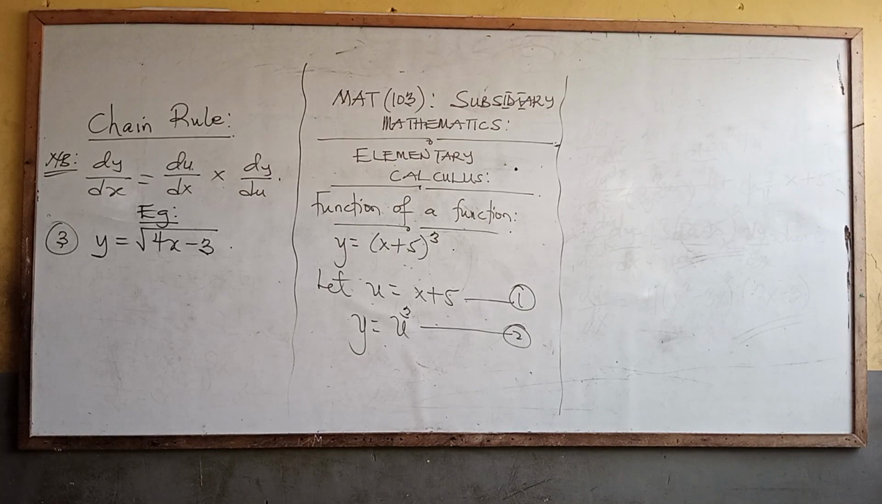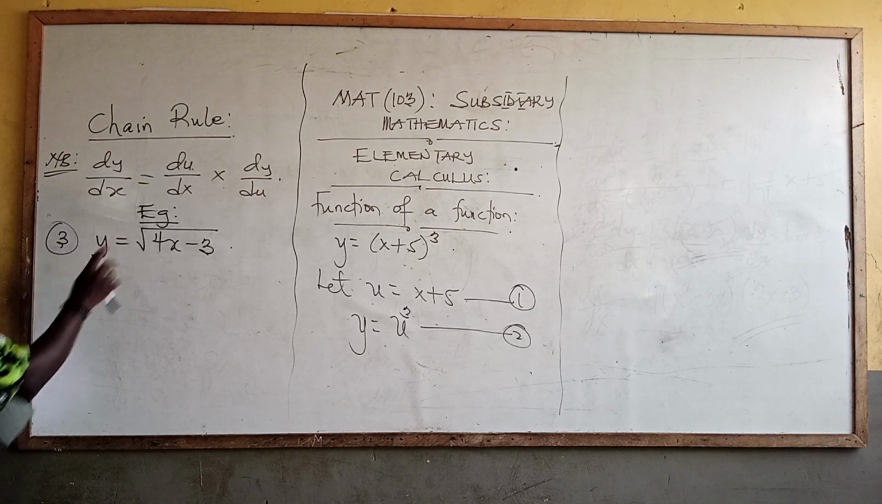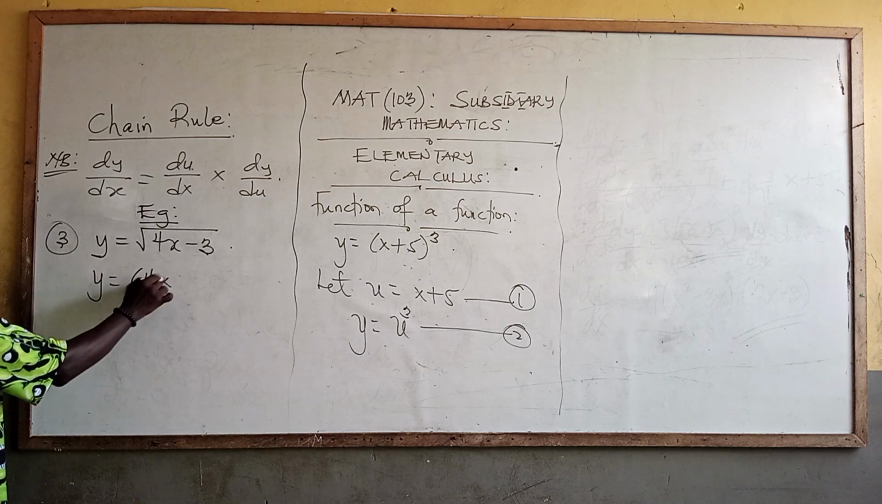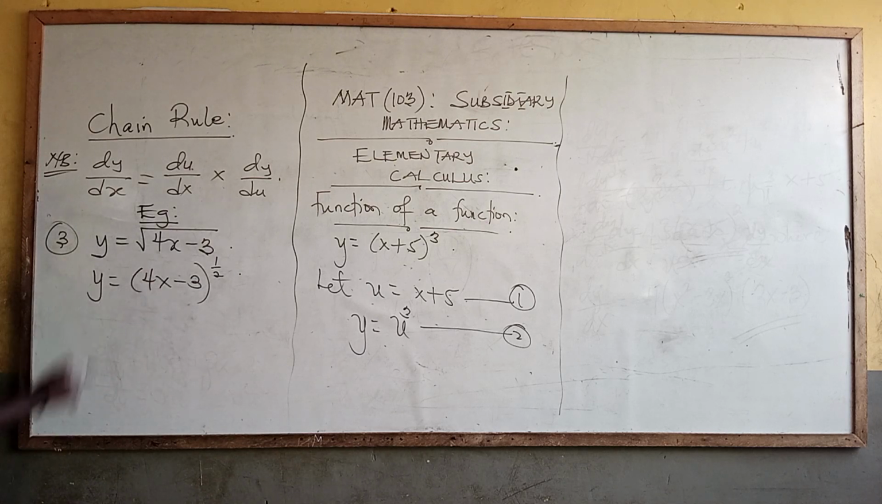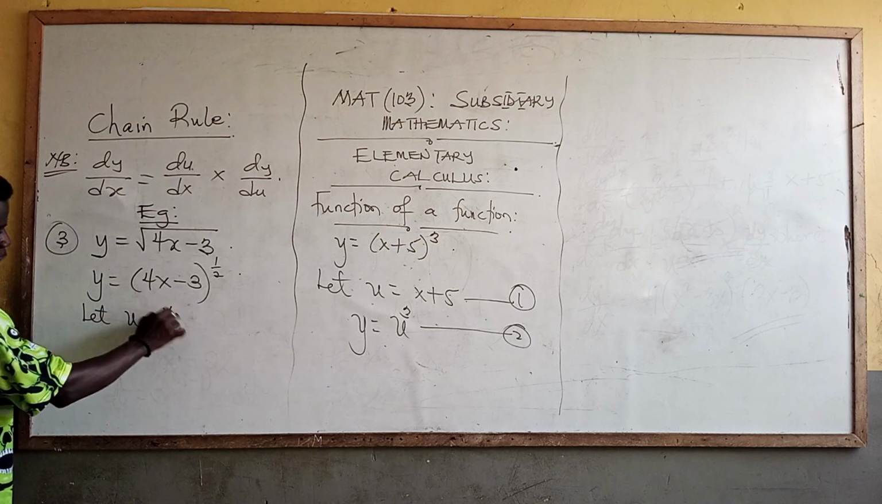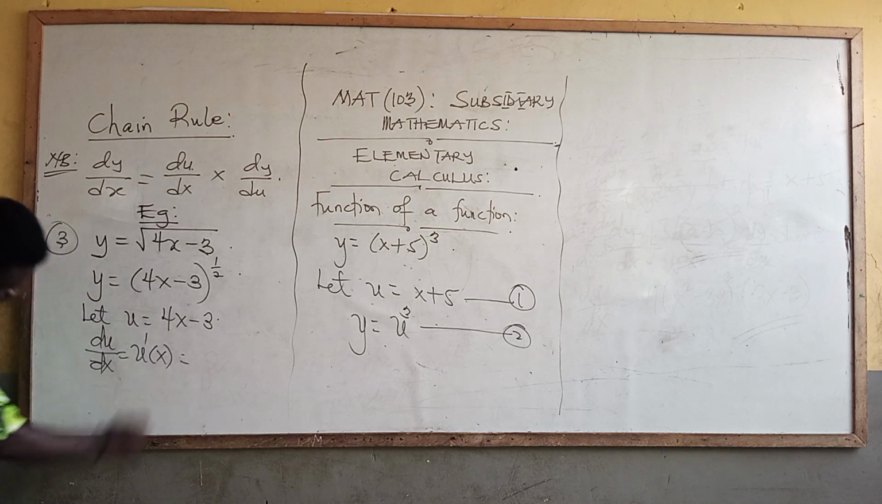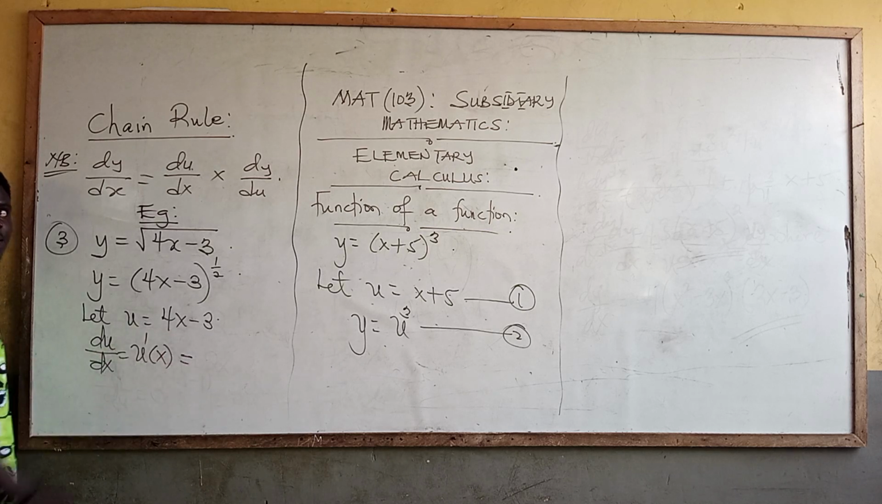Alright, so let's see this example, okay? y equals the square root of 4x minus 3. So now with this, we can write it as (4x minus 3) to the power half, right? So we can apply the chain rule here, and we can say let u equal 4x minus 3. So now I can differentiate u with respect to x, which is the same thing as u prime of x. So let's differentiate 4x.